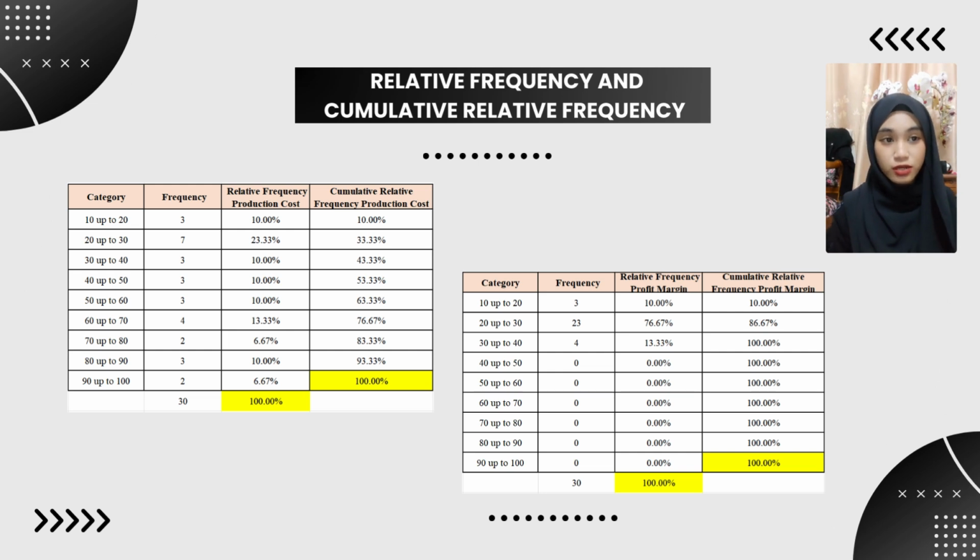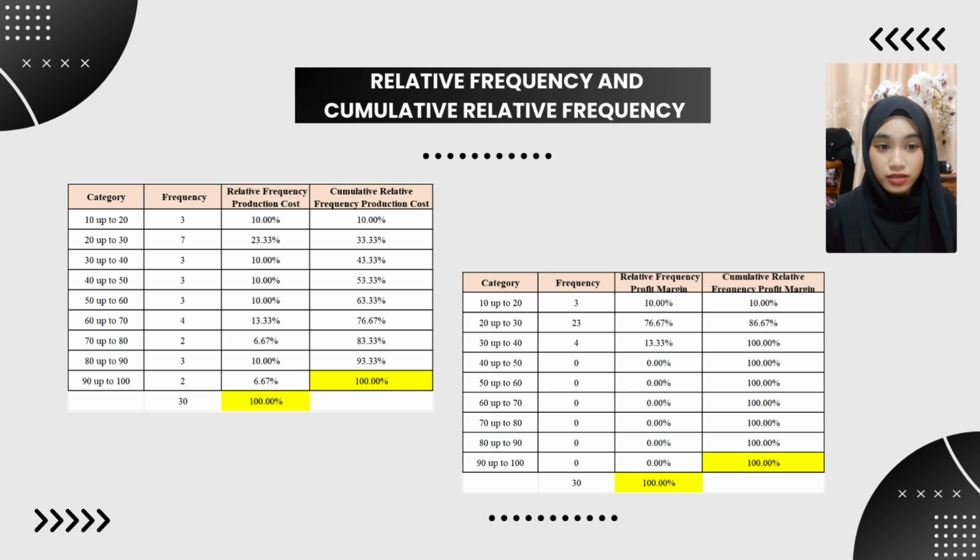The categories represent cost ranges such as 10 to 20, 20 to 30, and so on. The frequency column indicates the number of data points. The relative frequency converts these into percentages. Here, 23.3% of the data fall in the 20 to 30 category, while the other ranges like 10 to 20 and 30 to 40 have 10% each. The cumulative relative frequency adds up these percentages as we move down the table, eventually reaching 100. This indicates that all data points are accounted for by the last range.